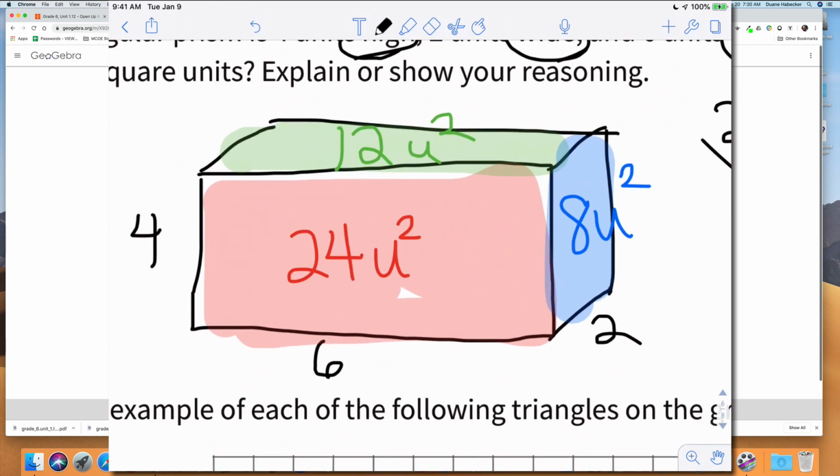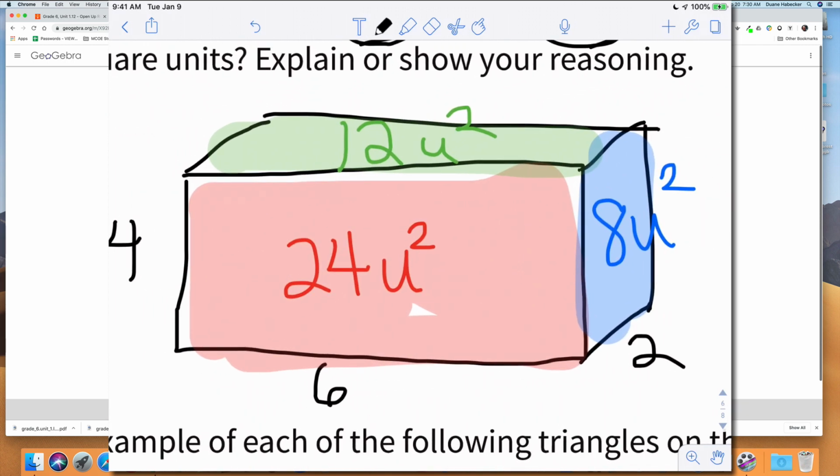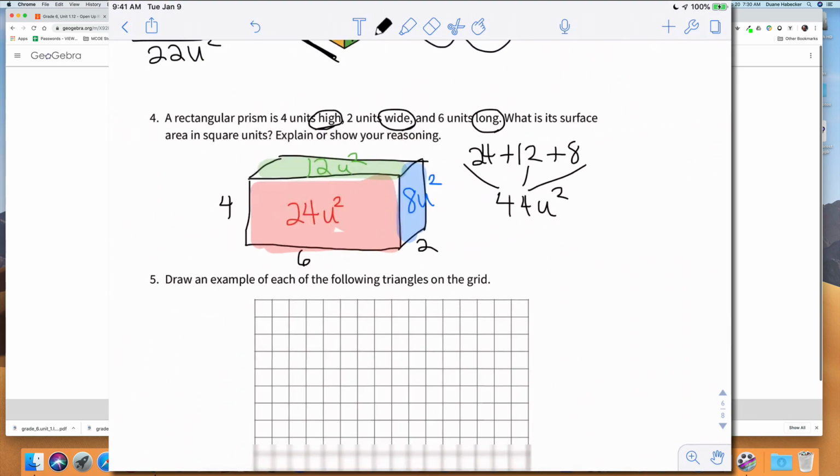But that's just the 3 sides that we could see, the red side, the green side, and the blue side. They each have a partner. So we're going to take that 44, multiply by 2, and we get 88 square units.